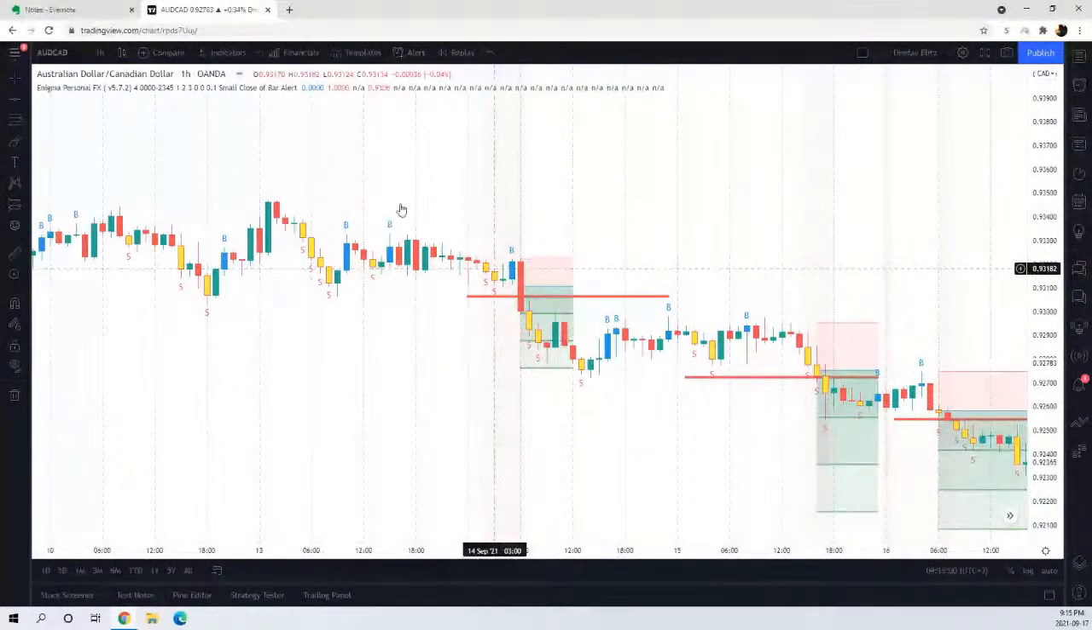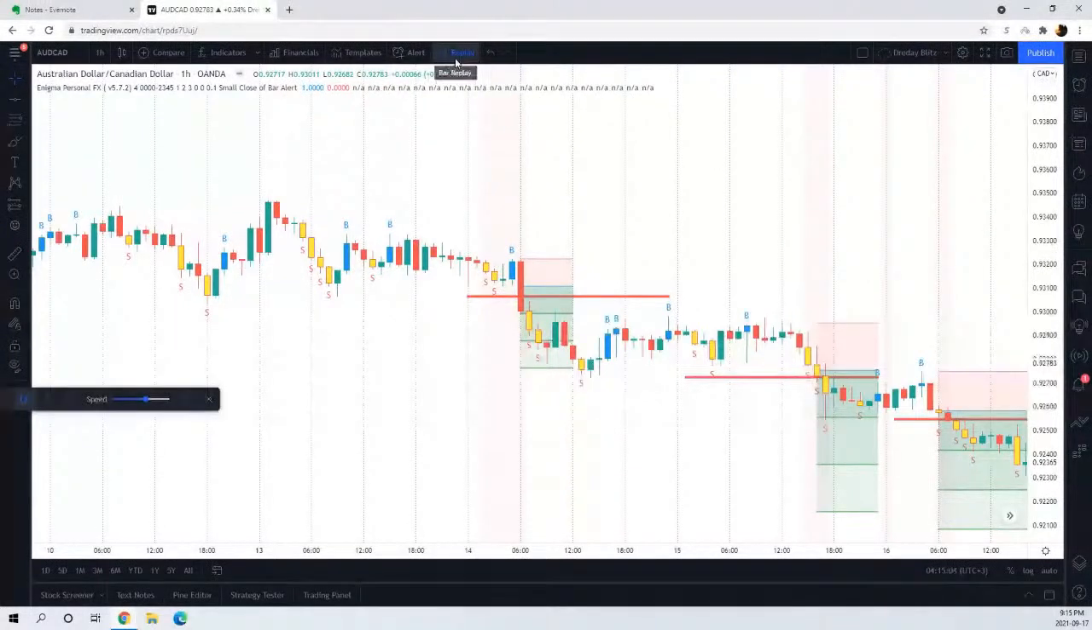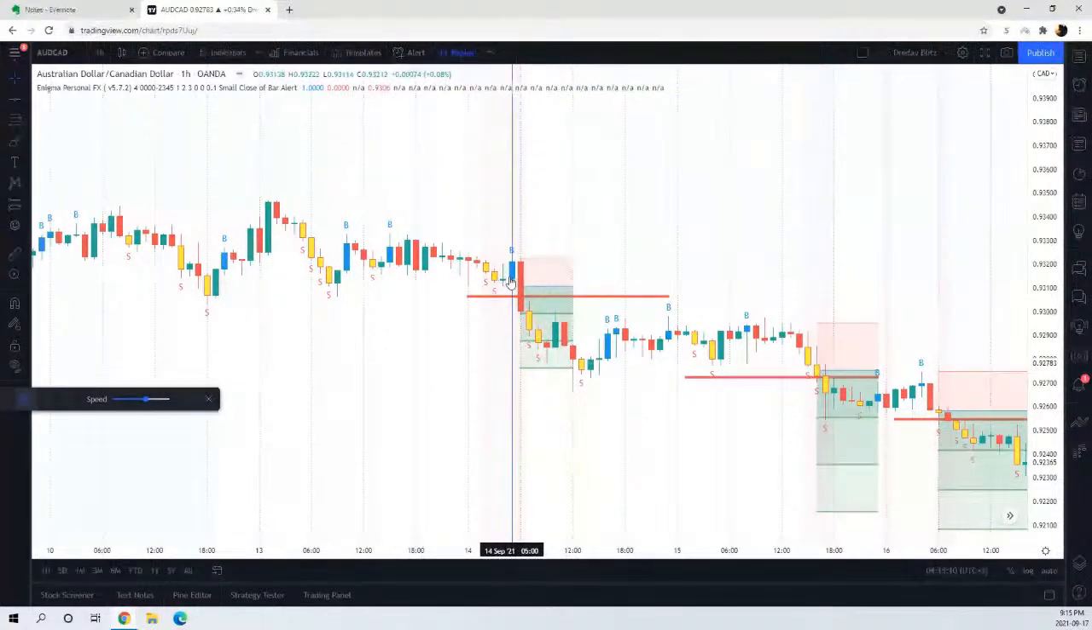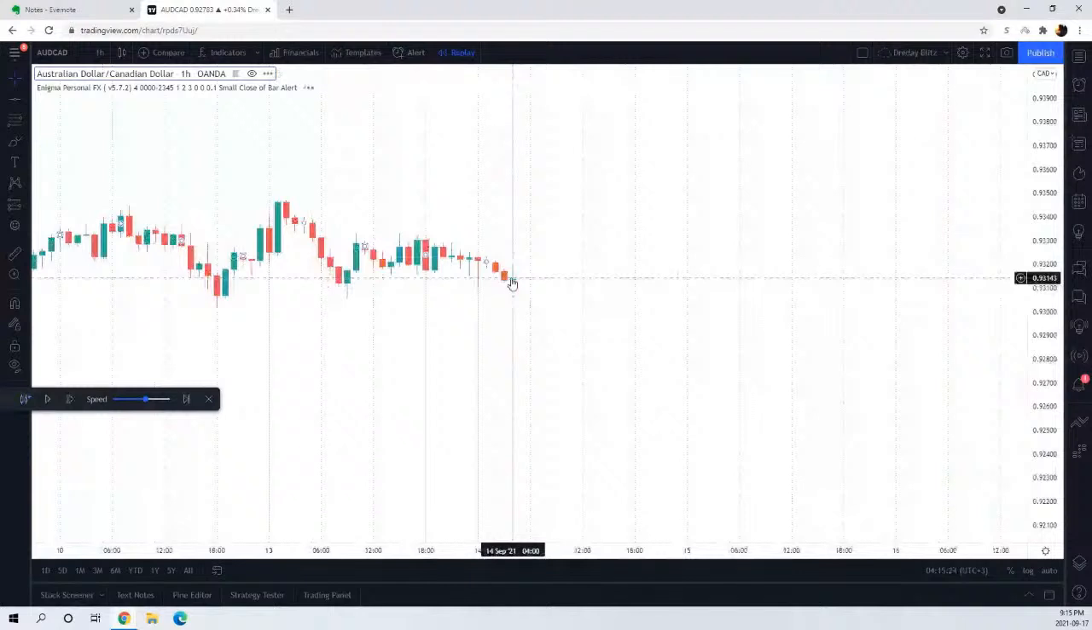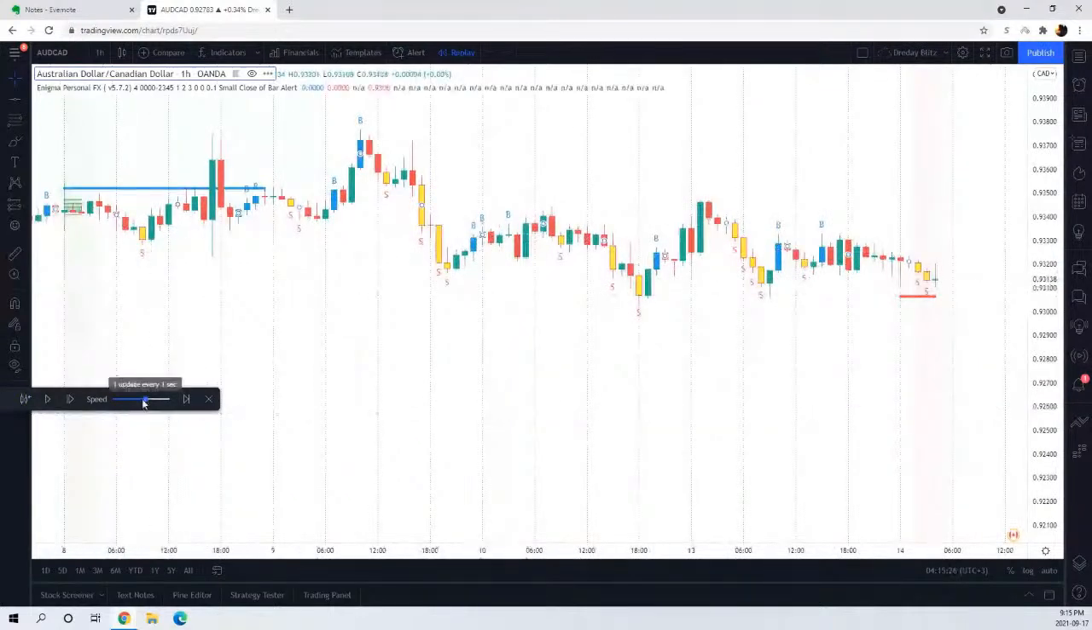So if we go back, if we do a little replay to see exactly how the system works with Enigma specifically, we're just going to go back to the 14th, so that was on Tuesday morning. I think it was at London, or was it London or Asian session? Let me check. I think it was at London here. So let's do a replay. And I'm just going to slow down the speed. All right. Okay, perfect.